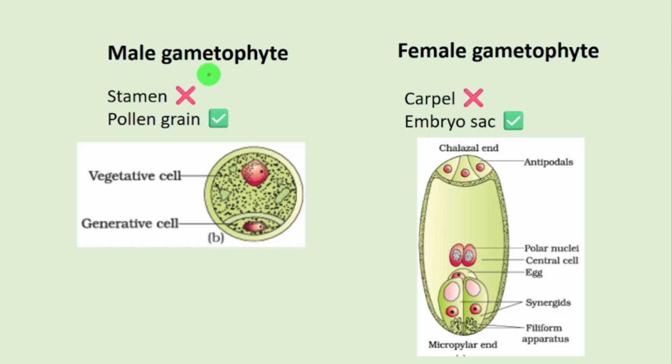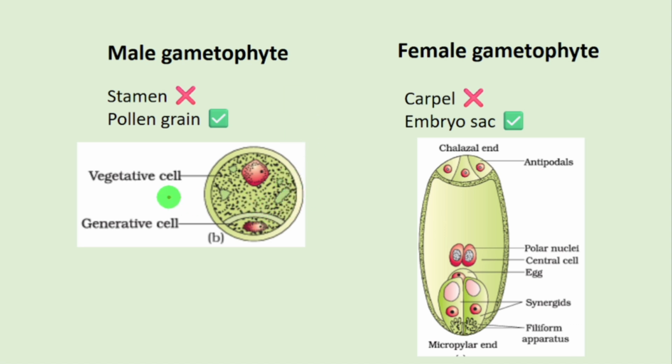See, gametophyte, in case of flowering plants you will learn this, the pollen grain is called male gametophyte and embryo sac is called female gametophyte. When I was a student, I used to think that stamen is gametophyte, but that is wrong. The main thing you have to remember is the individual cells should be haploid. Then only you can call it gametophyte.